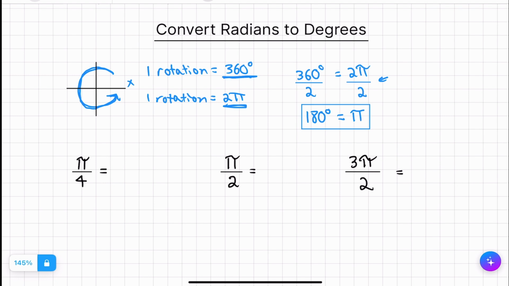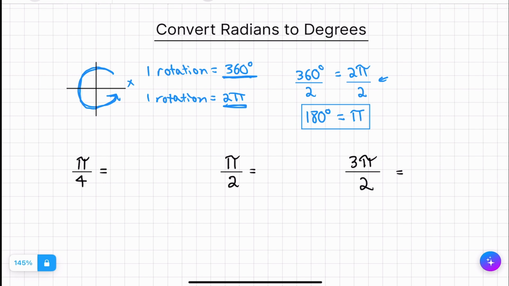First, you need to know that one rotation around a circle, or our 4 quadrants, is equal to 360 degrees. One rotation is also equal to 2 pi radians. So 360 is equal to 2 pi radians. When we set 360 equal to 2 pi, we can divide both sides by 2 to get 180 degrees is equal to pi. We can use that to convert between the two, between radians and degrees.